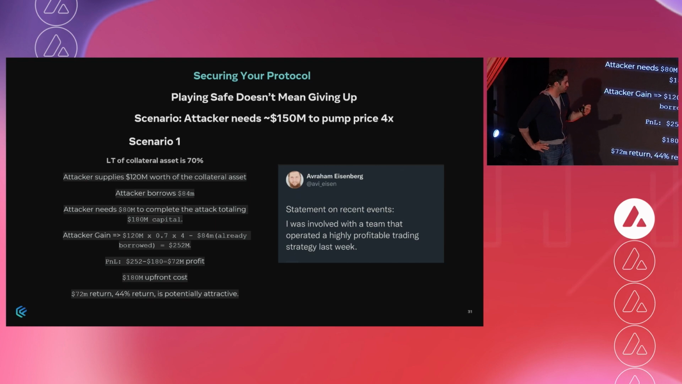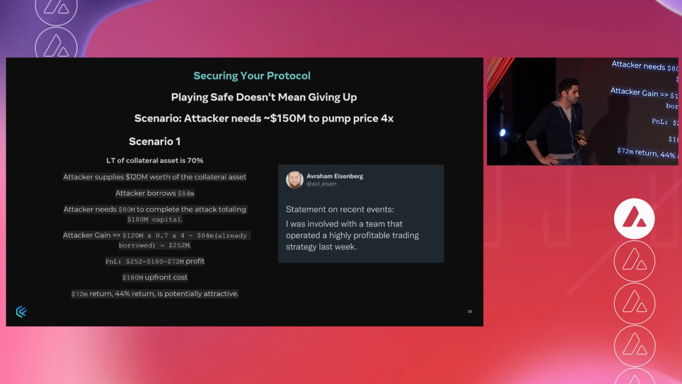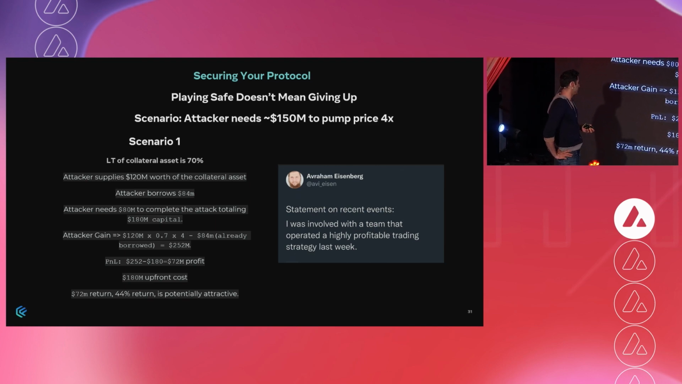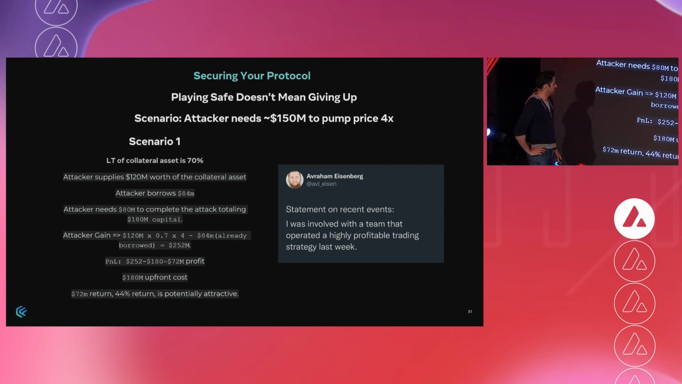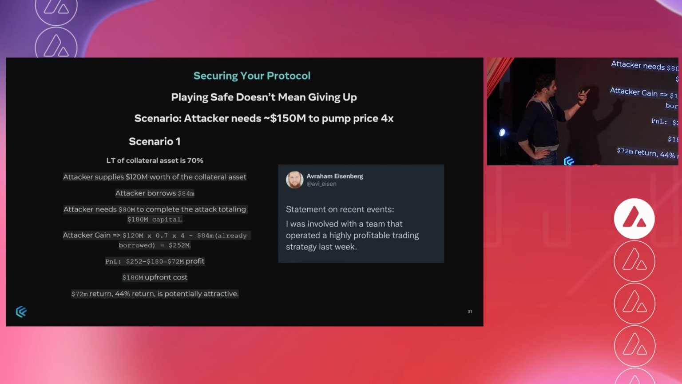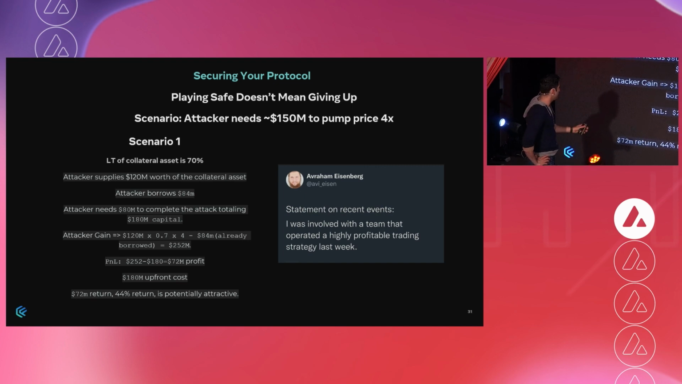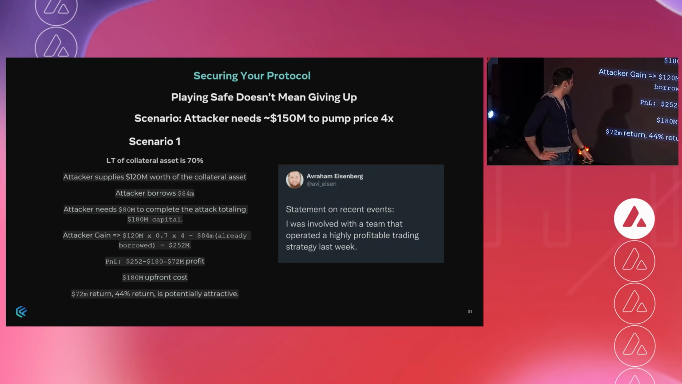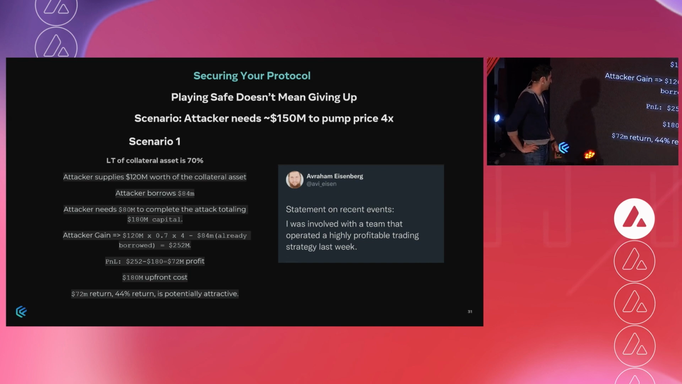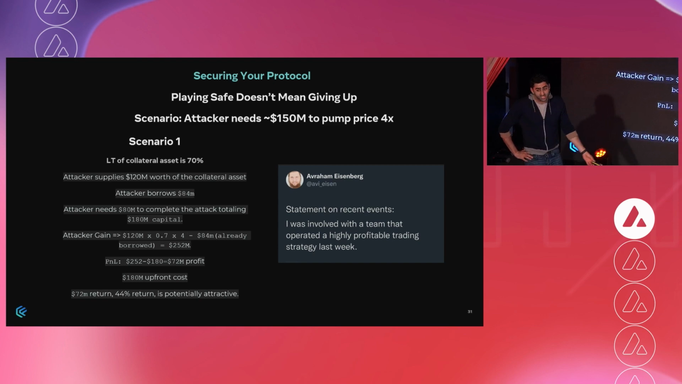Now we can calculate, after we pumped, we have new credit within the protocol. We can extract even more assets from the protocol. So the calculation is 120 million, which was the original deposit, times the 70% liquidation threshold, times 4, which is the target pump, minus the 84 million that we already borrowed, and we have $252 million in profit. So the P&L for this attack is 252 million minus 180, so 72 million in profit on 180 million upfront costs. It's about a 40% return, potentially attractive.